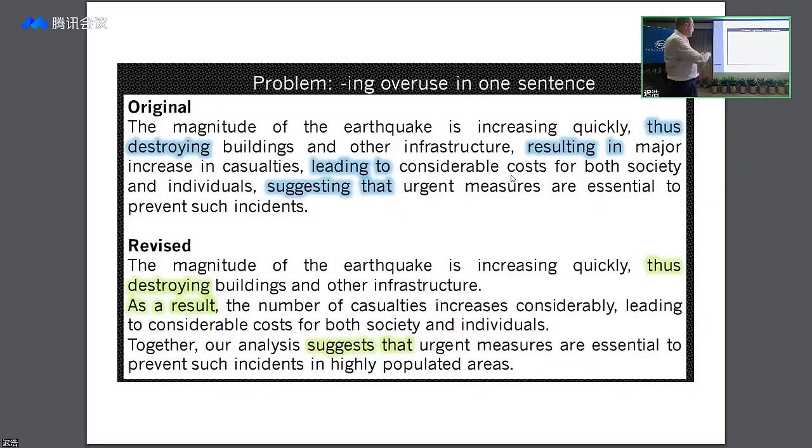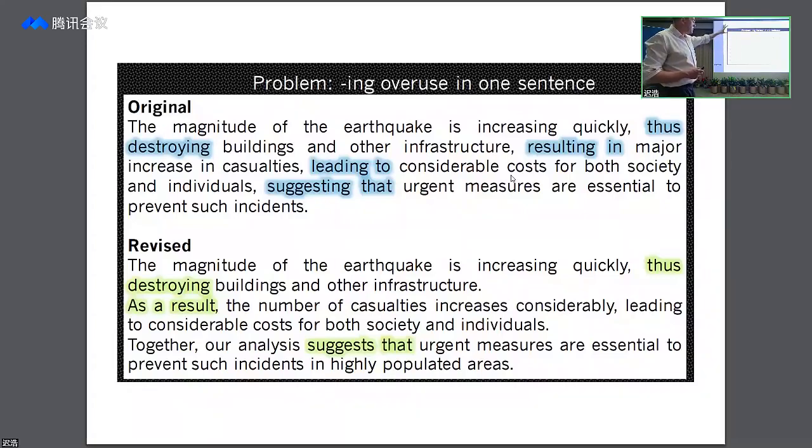Yeah, so here we have leading, destroying. We still have it in there, but it's one per sentence. And then at the end, it's actually a conclusion statement. You shouldn't have that in your result statement anyway. Together, our analysis suggests that.